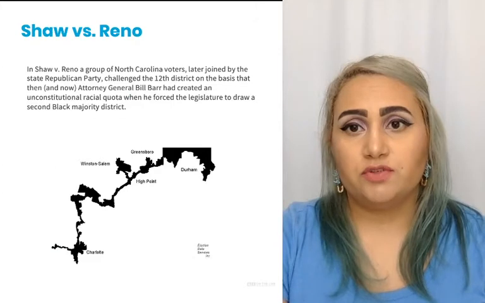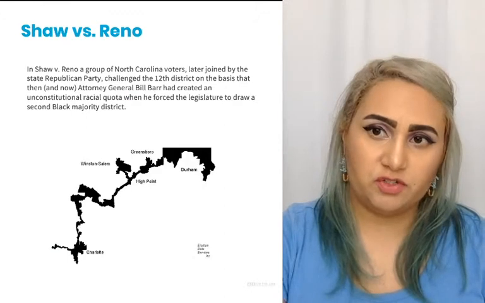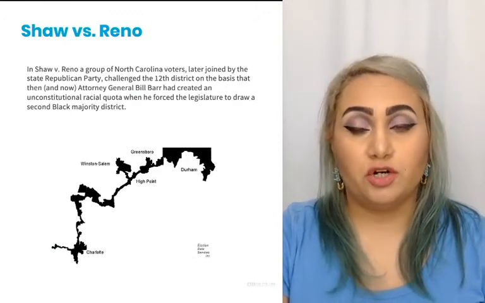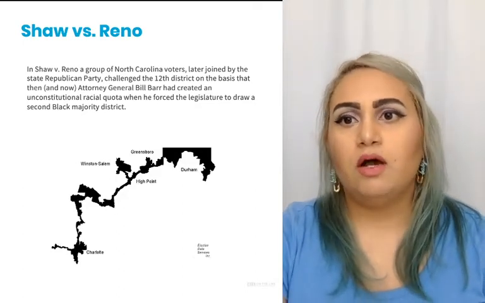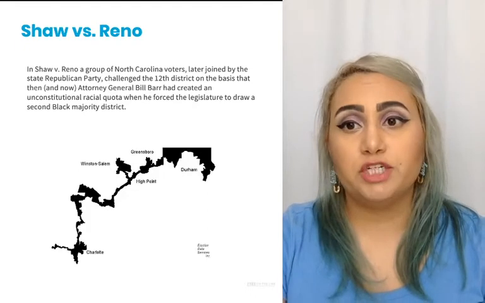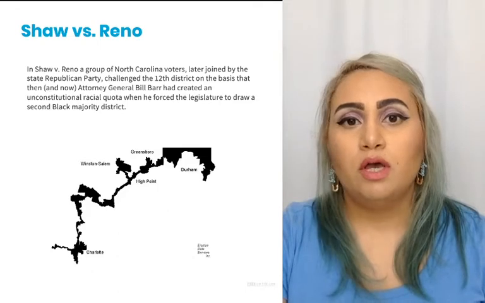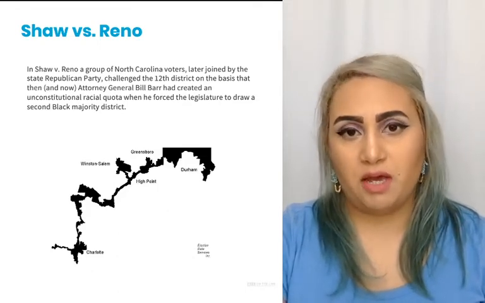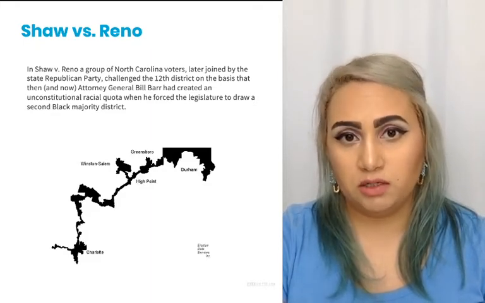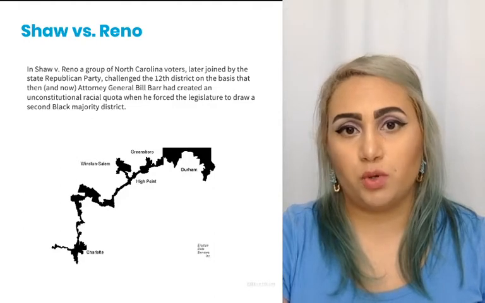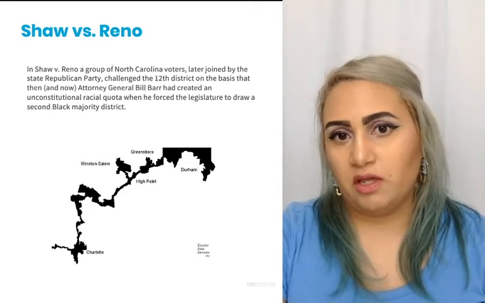So in this case, Shaw versus Reno, a group of North Carolina voters who were later joined by the state Republican Party challenged the 12th district on the basis that the Attorney General, Bill Barr, at the time and now, I'm sorry, I keep saying it, but it's so weird, had created an unconstitutional racial quota when he forced the legislature to draw a second black majority district. So again, if you remember, the original map that was drawn only had one black majority district. It was rejected by Bill Barr. He ordered the legislature to draw another one, and the 12th was the second black majority district we got. So these voters were saying that that was an invalid use of his power.